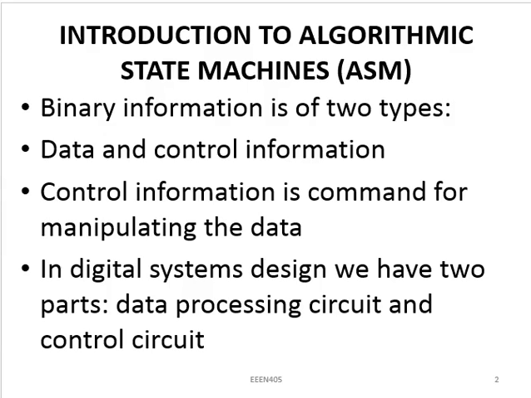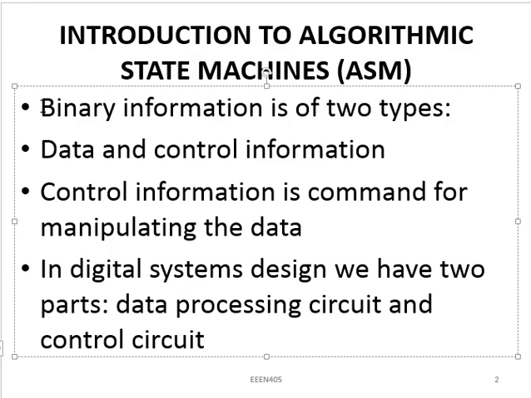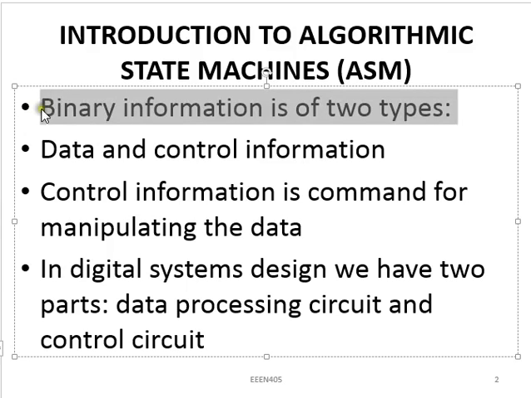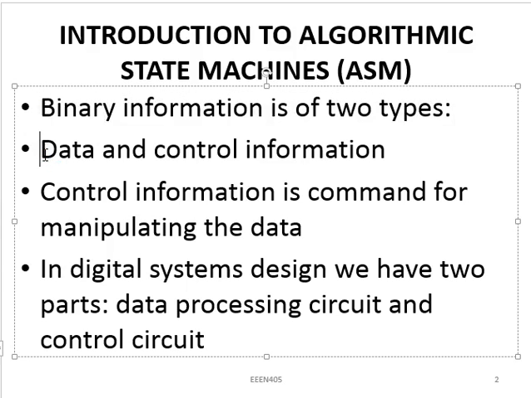In this lecture, we are going to see an introductory aspect of algorithmic state machine, ASM. To begin with, we need to know that the binary information that we process using digital circuits is of two types. The first one is data that we manipulate in order to give us output from the input. The second is the control information, which is like the signal responsible for changing the behaviors of our input until we get the output.